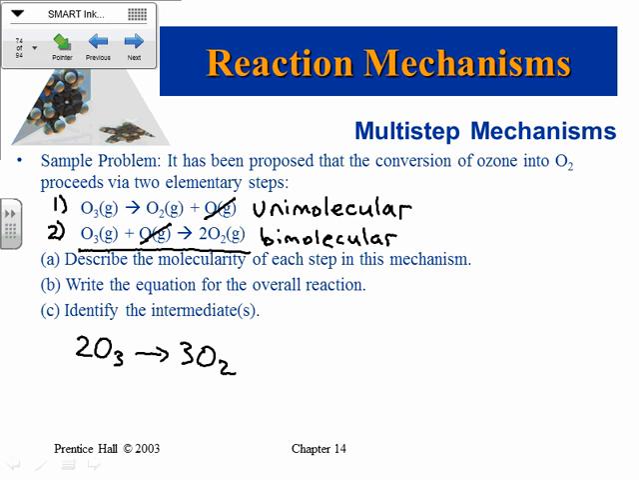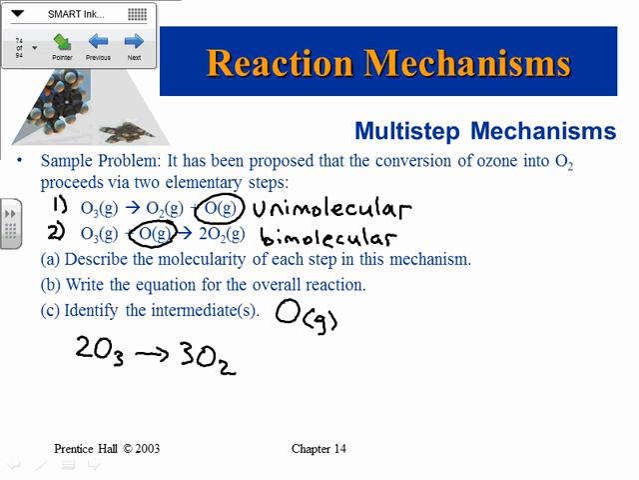And then identify the intermediate or intermediates. And the only thing that we have here that appears in the product side of the first step and then the reactant side of the second step is the oxygen, okay, just the O by itself. So the intermediate here is just going to be O.